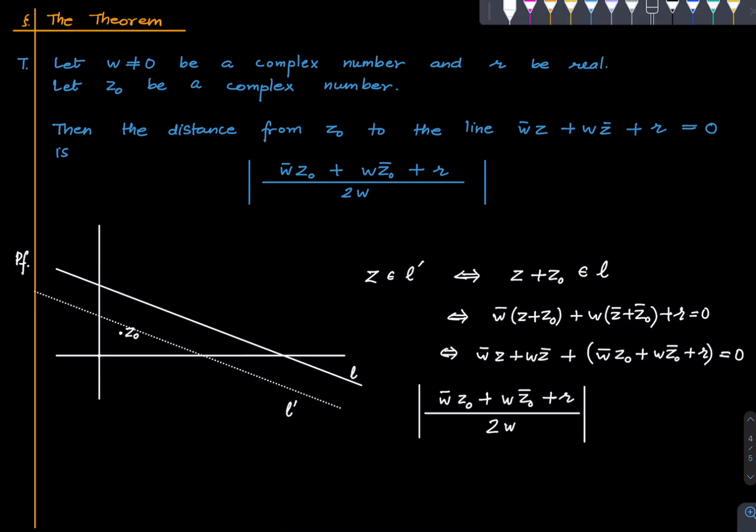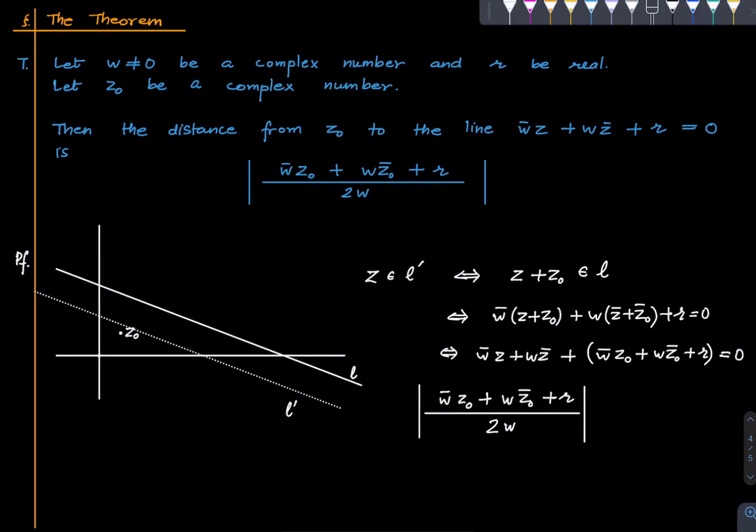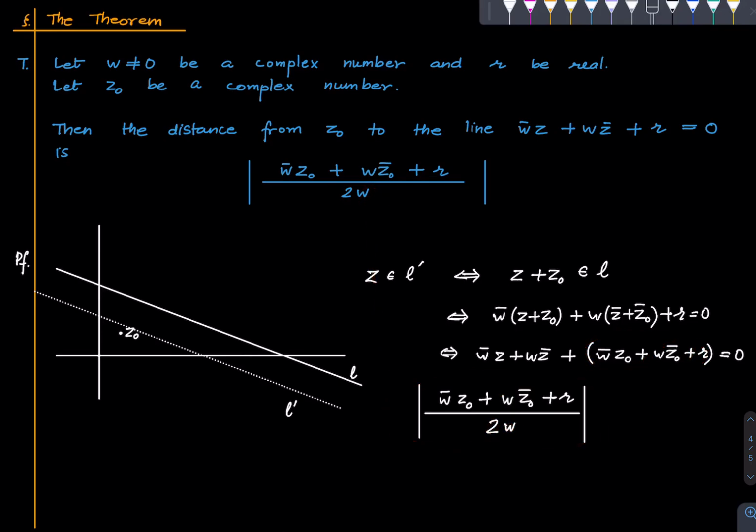I proved the previous proposition only for mod W equal to 1, but I will use the generality of the previous proposition. So I'm just using this formula. So this is your real number. This is 2 and this is the absolute value of W, which is precisely what we see here. And that's it. So it's a very simple proof if you just look at it right.